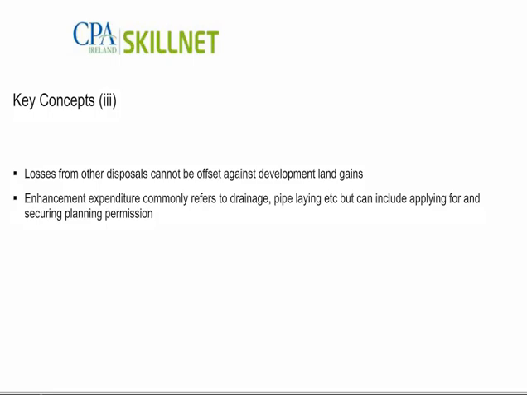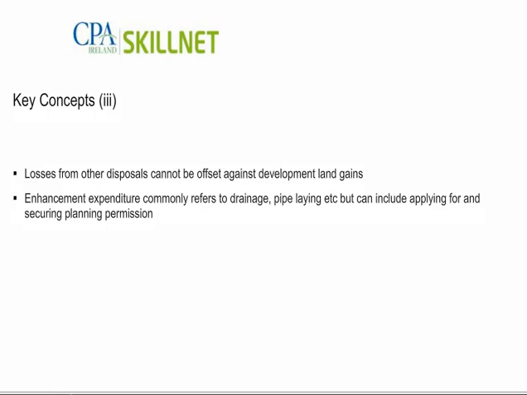Another rule is that losses from other disposals cannot be offset against development land gains. So if you have losses arising from the sale of shares, those losses cannot be offset against development land gains. The genesis of this goes back to when the capital gains tax rate for development land was as high as 60%, and the ordinary capital gains tax rate at the time was probably 30%. So you didn't want a loss, from something that if it had been a gain would have been taxed at only 30%, being set against something liable at 60%. But that's all in the past; this explains where it comes from.